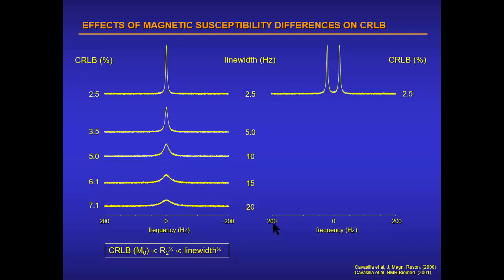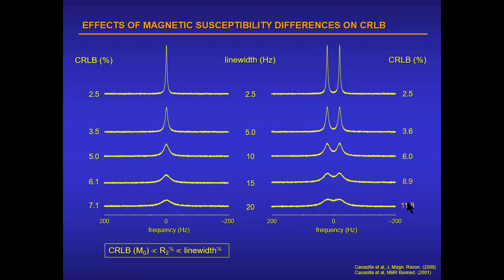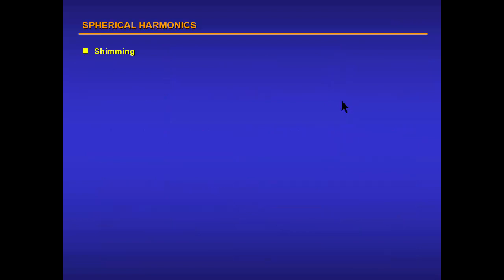If we now have two signals, two singlets, that are partially overlapping, and we again increase the line width, you can see the error also goes up, but it goes up much faster. This is because the error is again proportional to the square root of the line width times an overlap term. So what this tells you is that improved homogeneity leads to more accurate estimates of the concentrations, and it leads to a better ability to separate overlapping signals. So both are very important features for spectroscopy, of course.